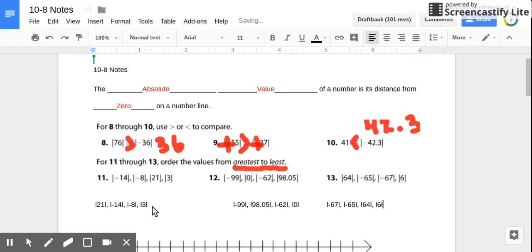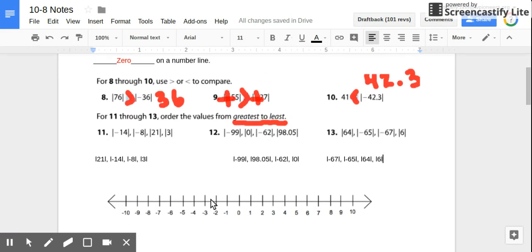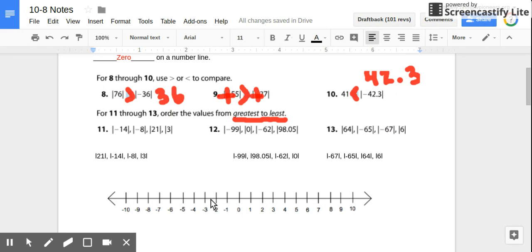Okay, so this is super easy stuff. You just have to make sure you're thinking of them all as positive. You probably didn't need to use the number line, but it's there if you did need it.